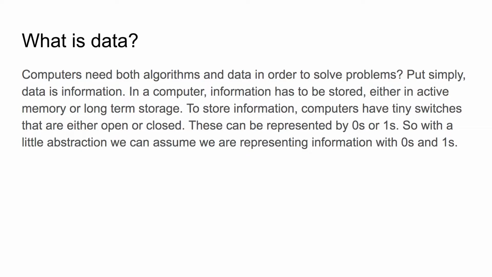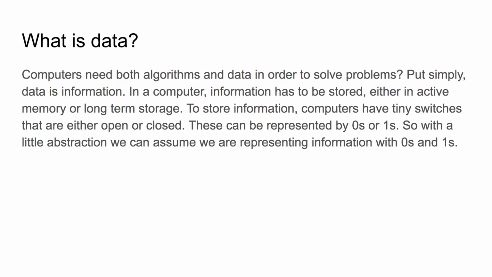Data, being able to process a lot of data quickly, is how computers are useful, being able to store lots of data and do things with them. Taking tasks that would take a human being a long time and making them happen really quickly. And put simply, data is just information. In a computer, all that information has to be stored either in active memory or long-term storage.